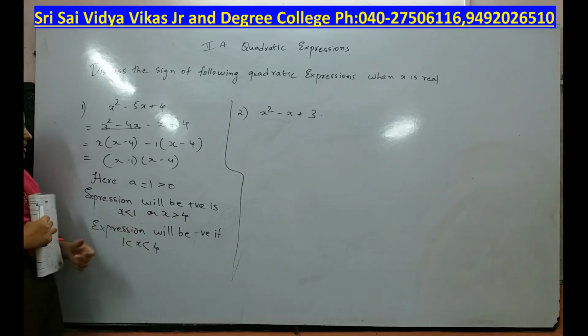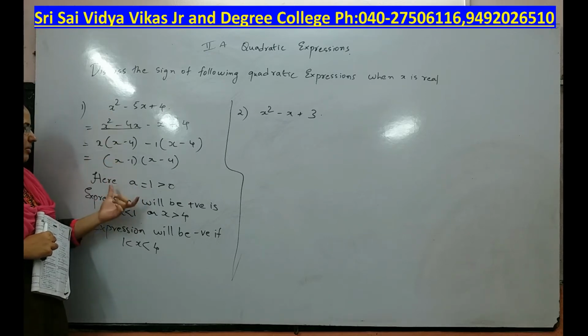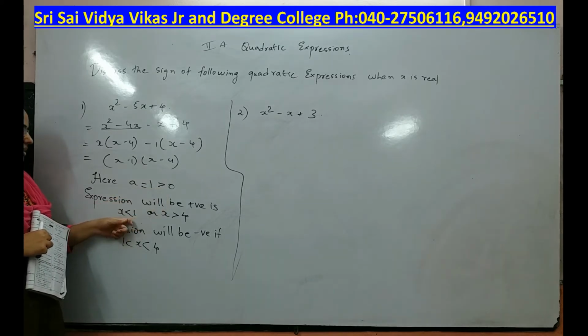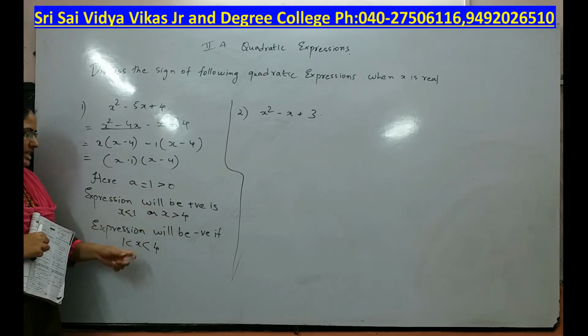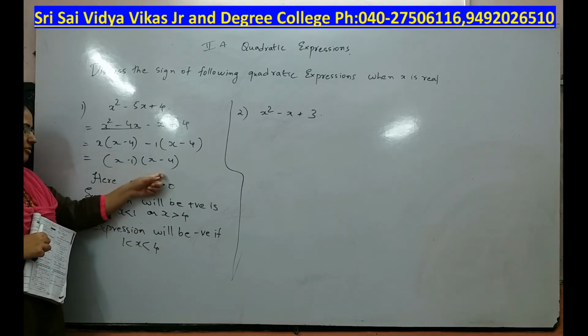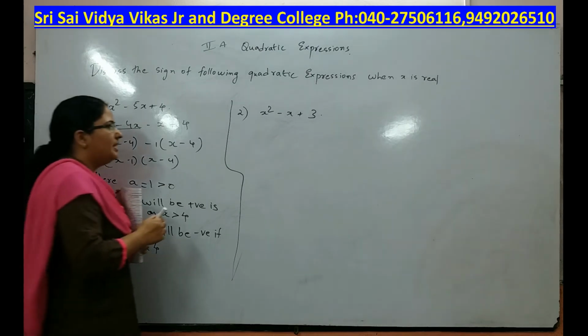See here, we have to always compare the sign of a with the expression. Now, a is positive. For the expression to be positive, x must be less than the least or greater than the greatest. For the expression to be negative, that is for the expression to have the opposite sign, x should lie between 1 and 4. Let us discuss the next problem.